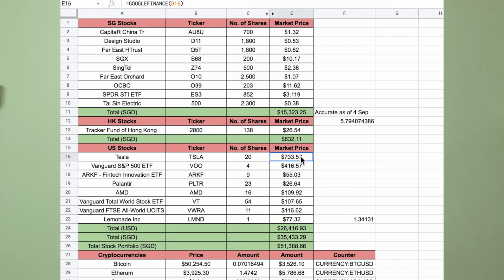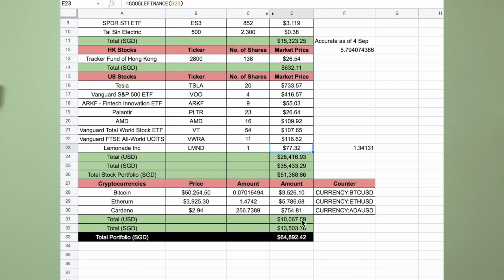Similarly, with my US stock holdings, I use the same formula, equals GOOGLEFINANCE, bracket, ticker, close bracket, to get the prices. As you can see, I have collated their total value in green, and then the final total value of my whole portfolio in Singapore dollars is in black. So, the conversion of currencies and the sum of value.